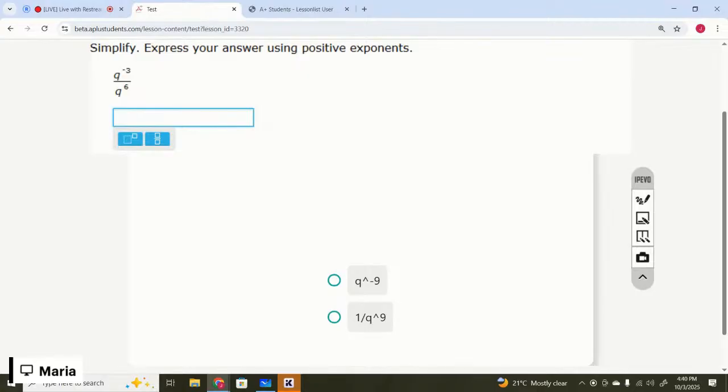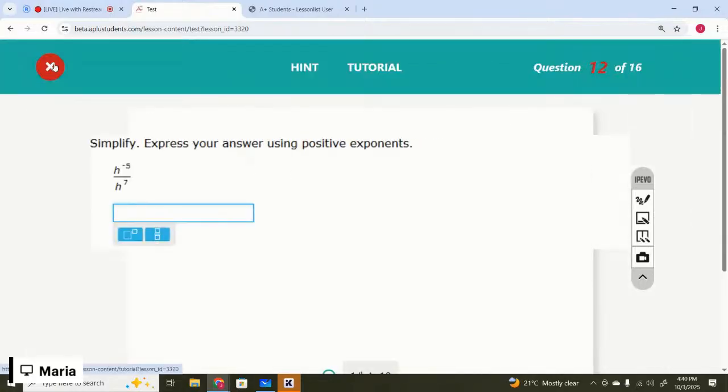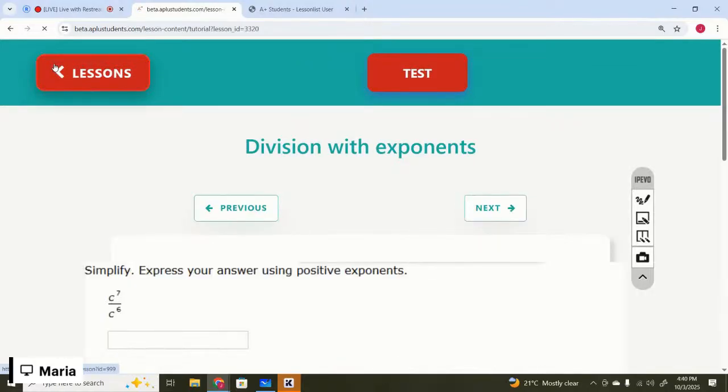Q negative 3 divided by Q exponent 6. So which is the correct option? That is Q exponent negative 9, or either it is 1 divided by Q exponent 9. D exponent negative 7 divided by D exponent 4. That is 1 over D exponent 11. Okay, you can complete the lesson by yourself later today.